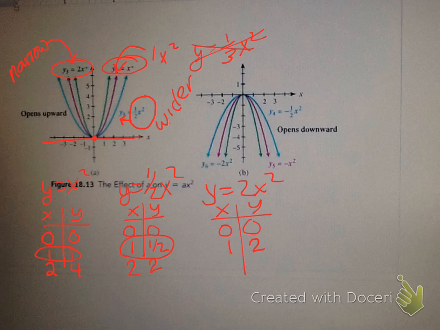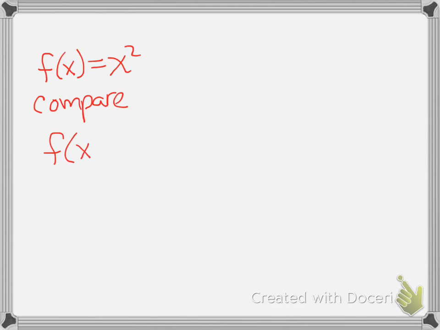Okay. The same thing happens when it's upside down. The only difference is that all these a's, or these leading coefficients, are negative. And we just talked about that. So let's see how much you understand on that. And I think they use f of x instead of y. So if I said f of x equals x squared, and I said compare that graph to f of x equals 5x squared, what would you say? You would need to say that this one gets narrower and it opens up.